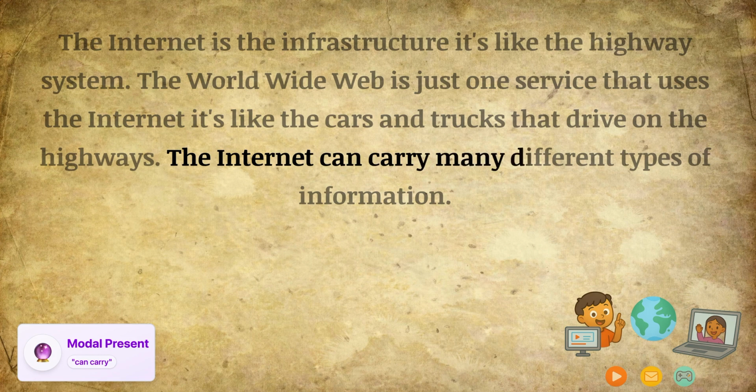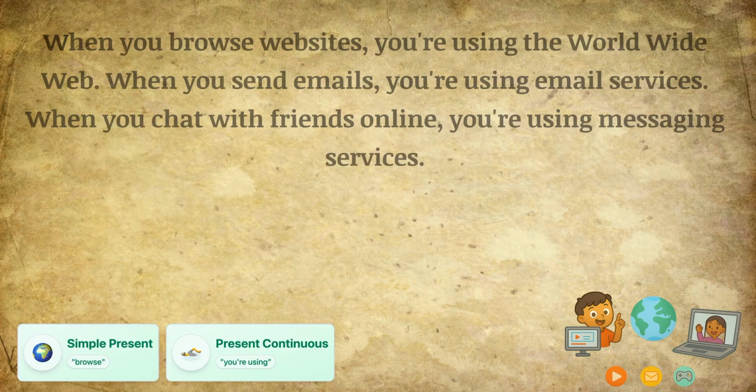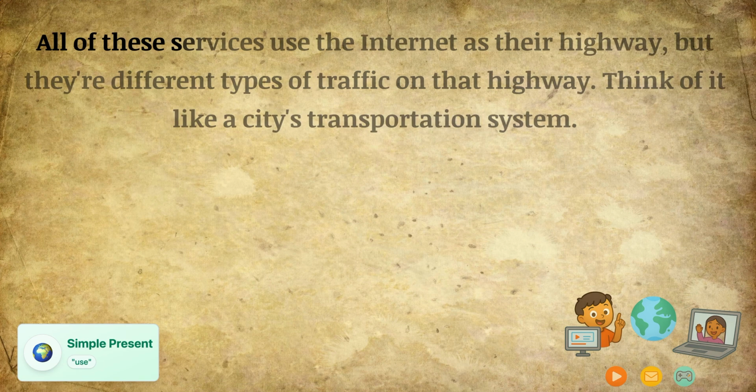The internet can carry many different types of information. When you browse websites, you're using the World Wide Web. When you send emails, you're using email services. When you chat with friends online, you're using messaging services. All of these services use the internet as their highway, but there are different types of traffic on that highway.